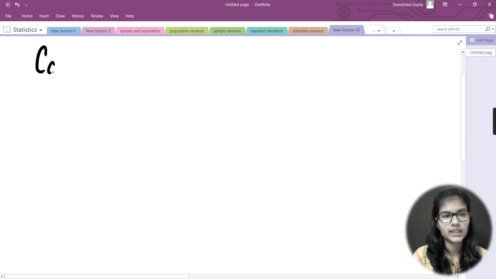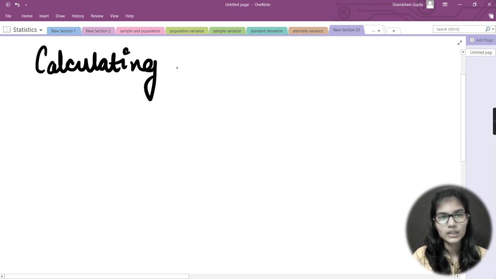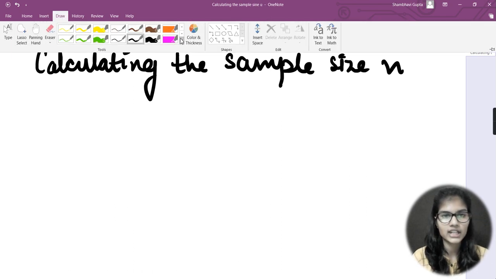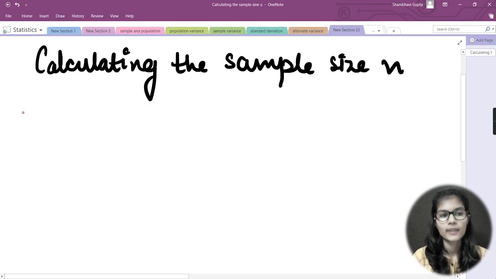So let me quickly put the heading here, and that is calculating the sample size n. This is the topic for today that we are going to discuss. We have several formulas for finding the sample size n. Let me quickly list those formulas, and after that we will see one example also.